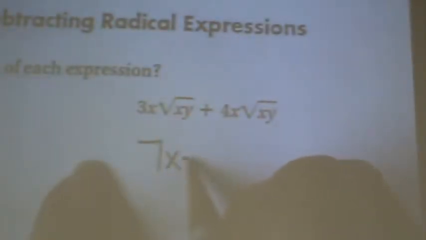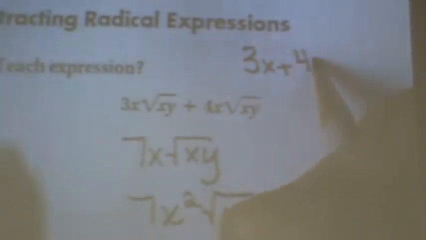But what about this answer? That one you can do. 7x square root of xy. Now, why isn't it 7x squared? You're not multiplying.